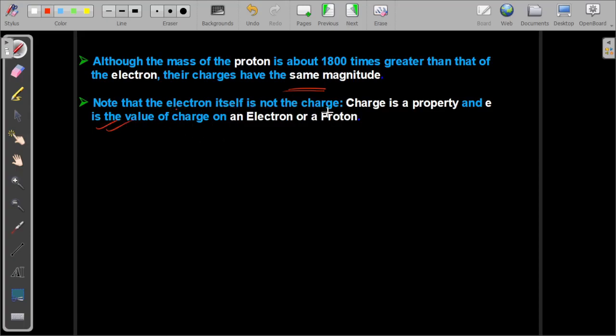Next one. Electron itself is not a charge. I have mentioned it already. Electron is not a charge, it is a particle. The value of charge of an electron is denoted by small e. This is the value of charge on an electron, or a proton. Understood? Let's proceed then.